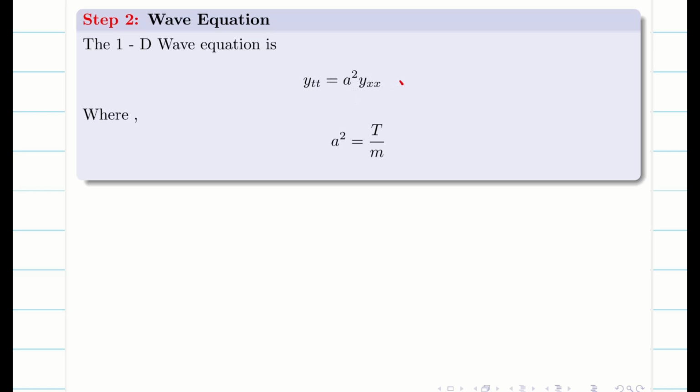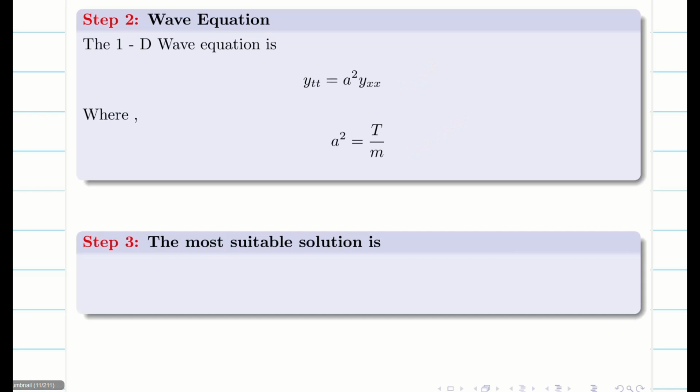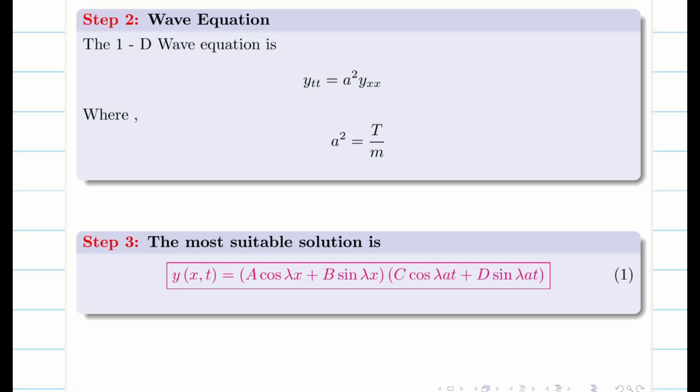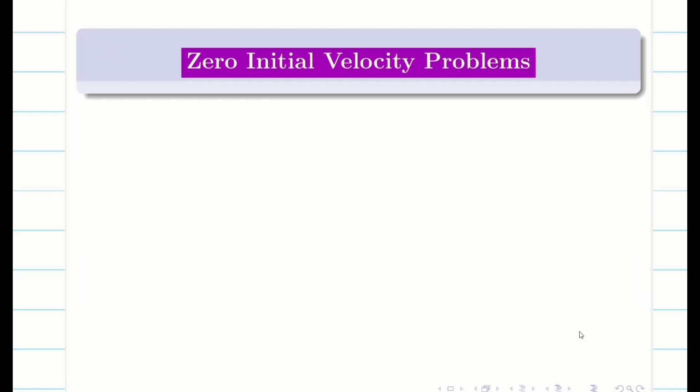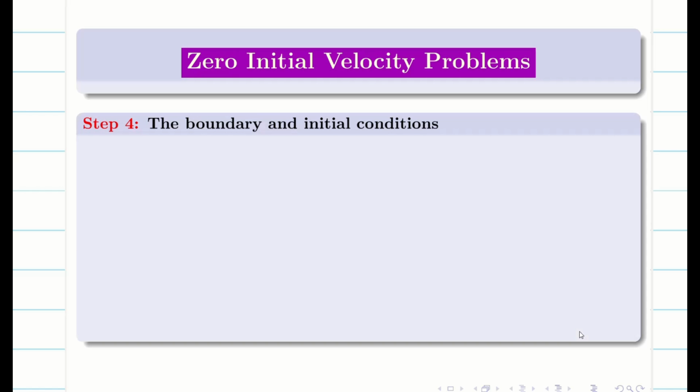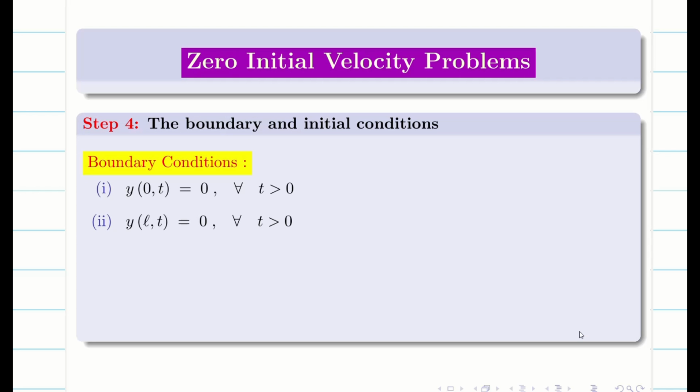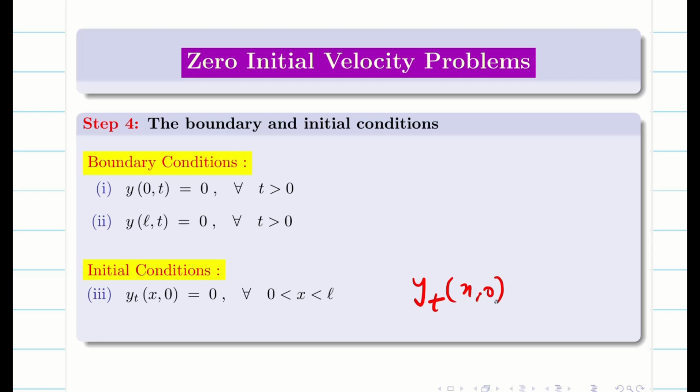First step, diagram. Second step, two informations, wave equation. Third step, out of three possible solutions, the most suitable solution is this. Let us take it as equation 1. Step 4, we have to write the boundary and initial conditions. From the figure, we can write these two boundary conditions. And since the problem is a zero initial velocity problem, I'll write y_t of x comma 0 is equal to 0 as my third condition. Finally, it has displacement.